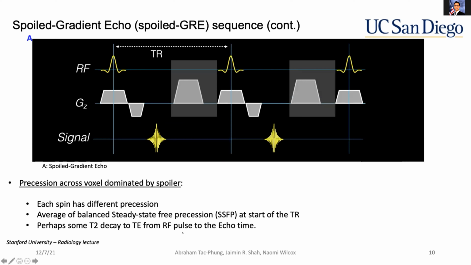All right, so just a little bit to summarize what a spoiled GRE is. Again, we have the RF pulse, we have the spoiler over here, and this is the signal. Each spin has a different precession, and the average balance of the steady state free precession, SSFP, at the start of the TR. We see the peak at the start of the TR, and then it's also crossing over the peak. It can also result in some T2 decay because of the TE, from the RF pulse to the echo time. So this is overall what a spoiled GRE is.